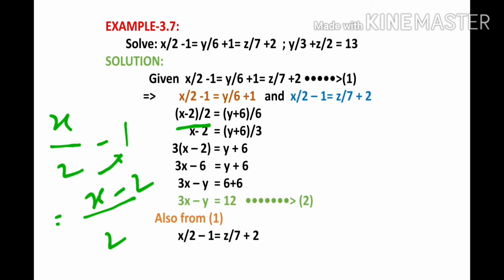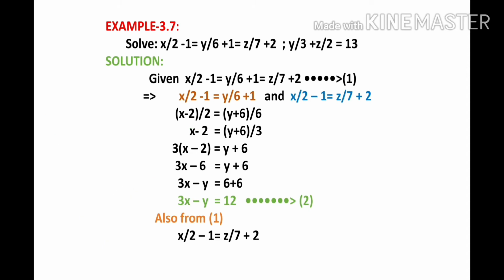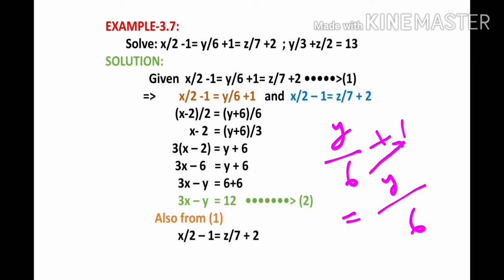Okay. Next, on the right hand side, what is given? y by 6 plus 1. I write here y by 6 plus 1, which is equal to, take LCM 6, then y. Cross multiplying this, 6 ones are 6, that is plus 6. So how can I write this? (y plus 6) by 6. That's why I write here (y plus 6) by 6.